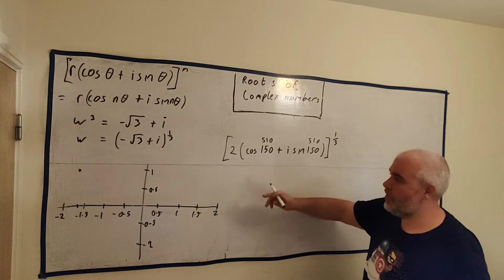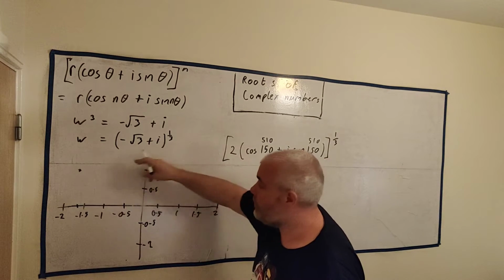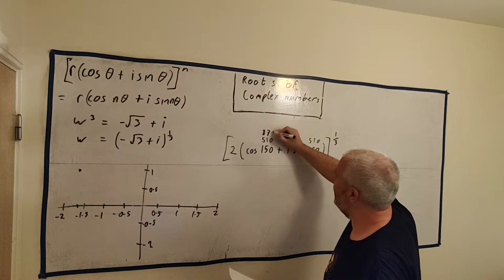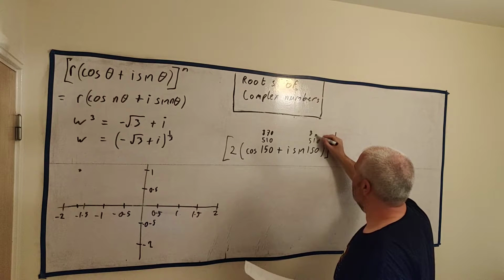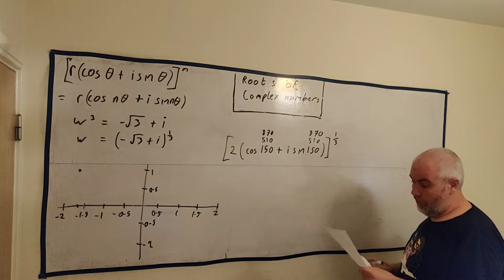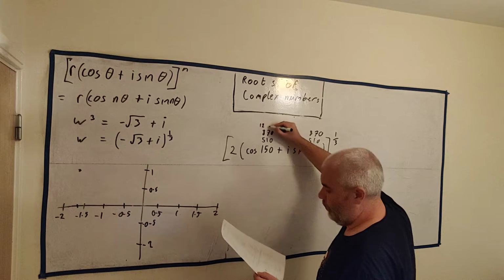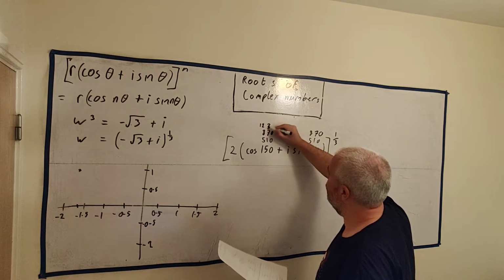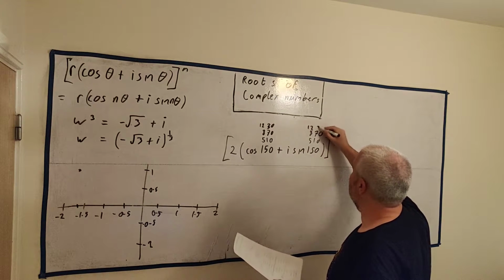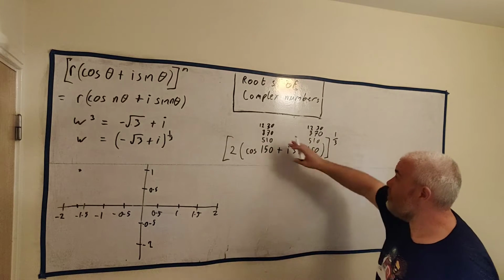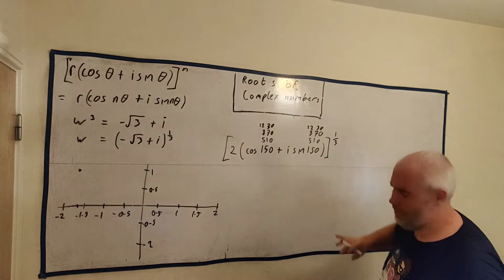So as well as 510, I could have also gone around twice and then gone there. That would have given me 870. I could have gone around 3 times plus another bit: 1230. I'm just going up 360 every time. This goes on forever. I could do many more of these.